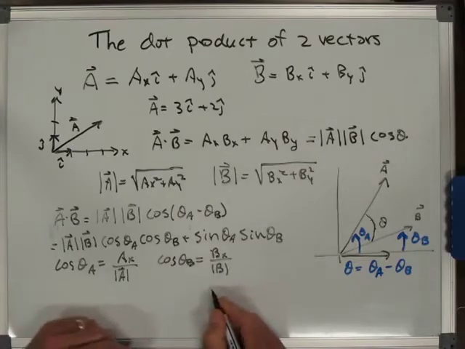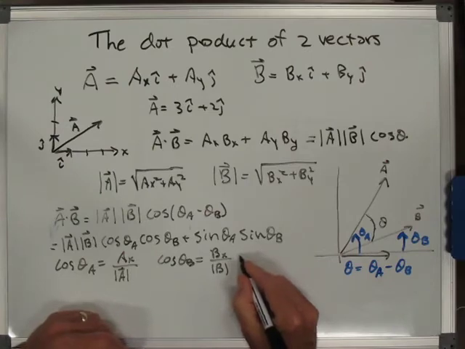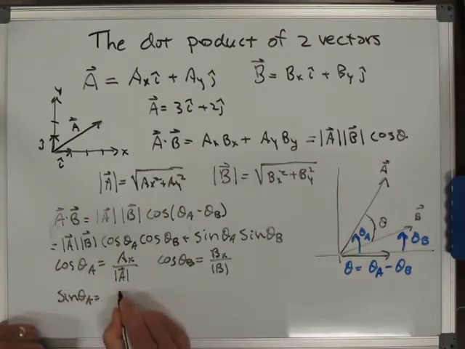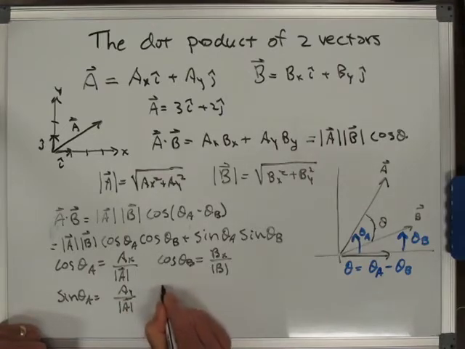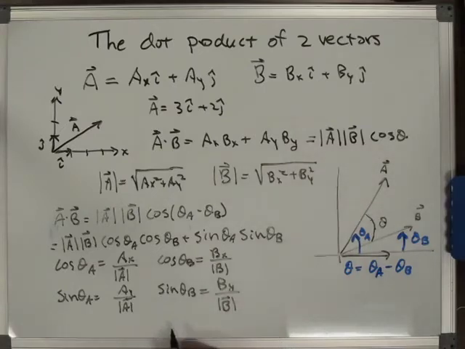Right, and finally, similar for the sines, right? Sine theta A is equal to AY over A, and sine theta B is equal to BY over the magnitude of B.